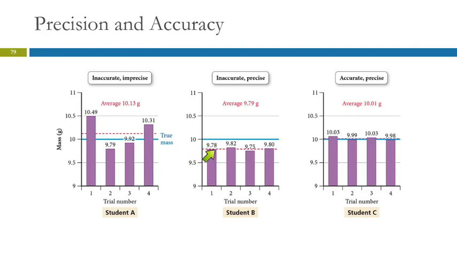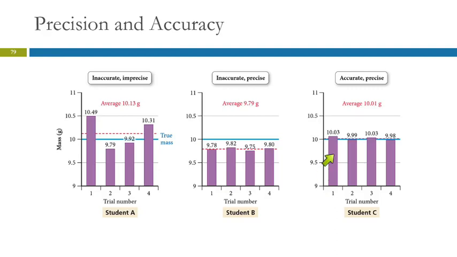Here's student B. All these purple bars are really close to each other. That's good precision, very consistent. Unfortunately, this student is consistently wrong. The average that person comes up with is 9.79 grams, which is significantly smaller than 10. Because 9.79, in that average, the uncertainty is in this 9, right? And yet this is differing significantly from what it should be.